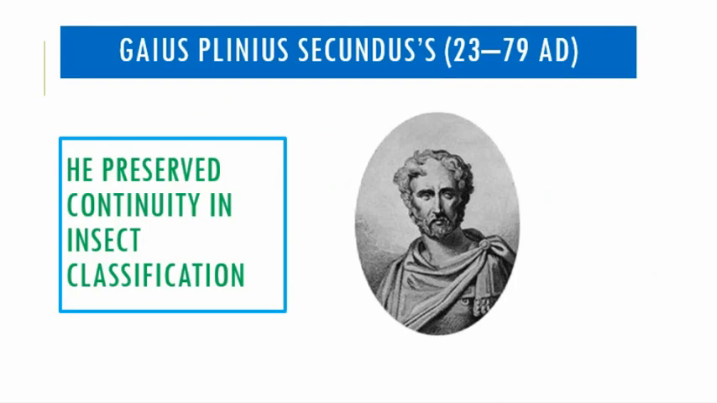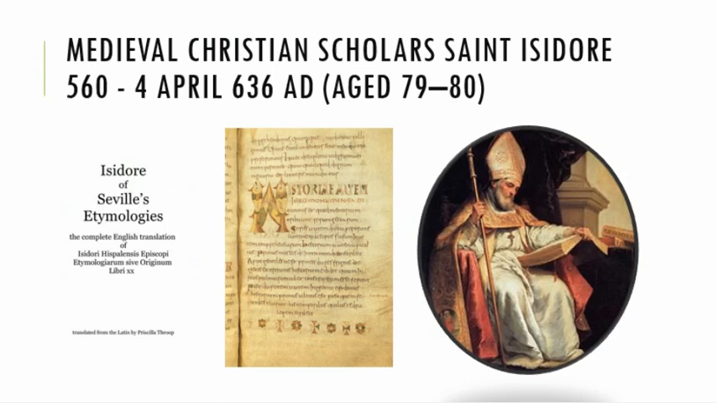After that, another scientist, Caius Plinius Secundus, from 23 to 79 AD, preserved continuity in insect classification. Then from 560 AD to 636 AD, the medieval Christian scholar Saint Isidore wrote a book, Isidore of Seville Etymologies. He wrote a book on classification of insects.